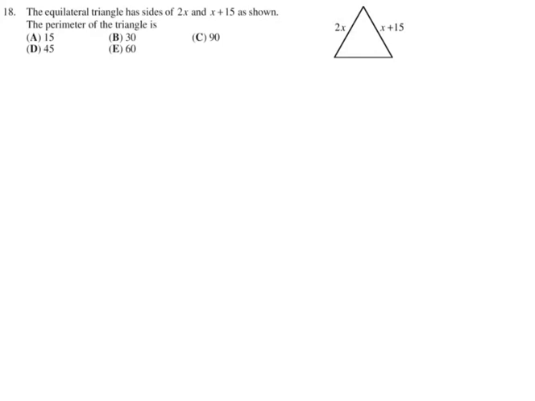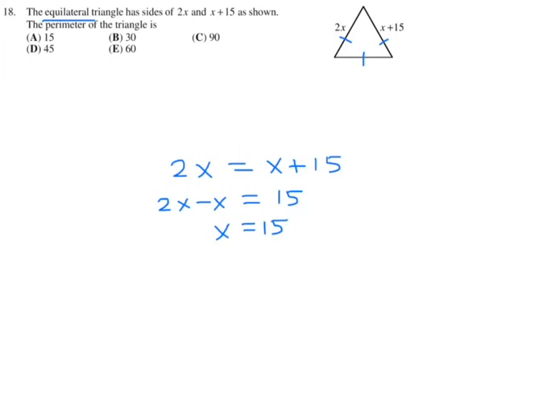The equilateral triangle has sides of 2x and x plus 15 as shown. The perimeter of the triangle is. So all sides are the same. That's what equilateral is referring to. So that means that 2x is equal to x plus 15. So let's solve for x, and we get 2x minus x is equal to 15, and therefore x is equal to 15.